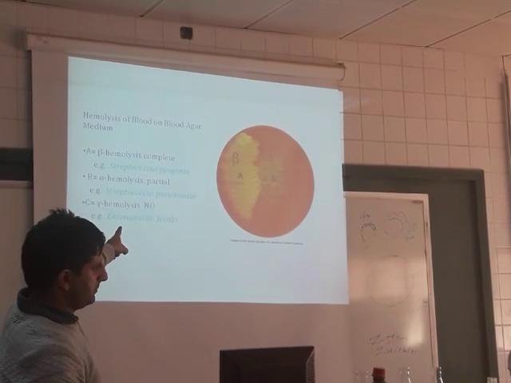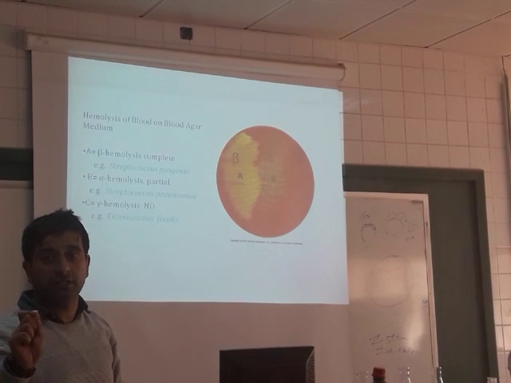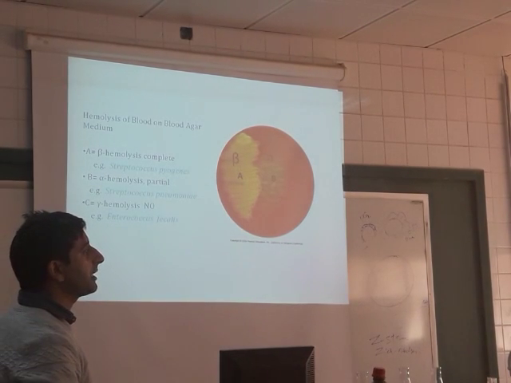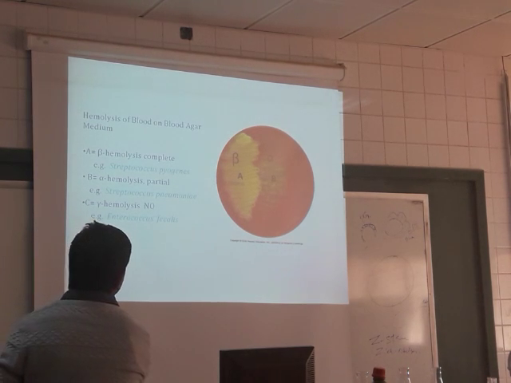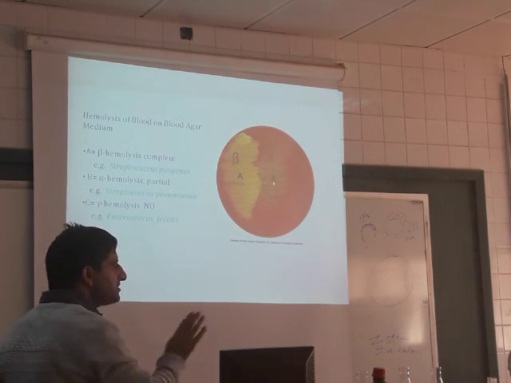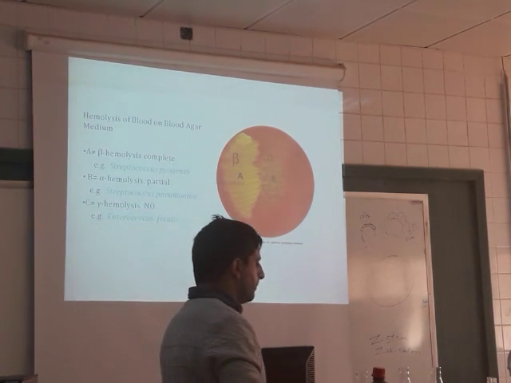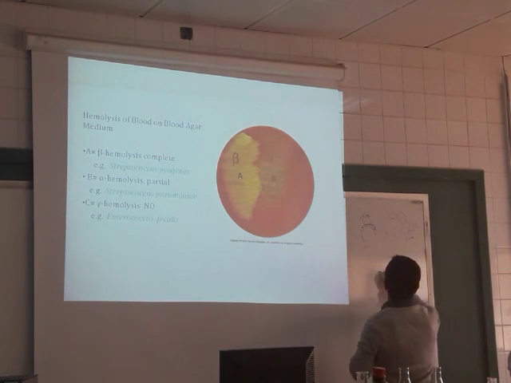An example is Streptococcus pyogenes. This bacteria completely breaks down the RBC, it causes lysis of the RBC. And second, B, there is lysis of RBC, but not complete. Partial. Always remember, when we talk about partial hemolysis, it is usually green in color. Can anybody say why?